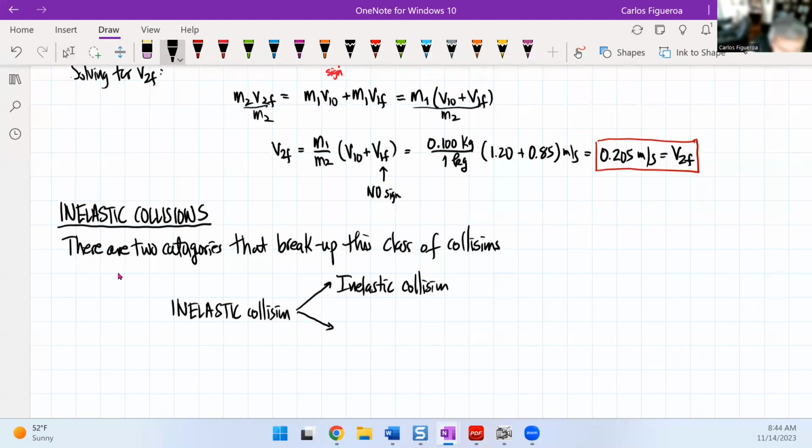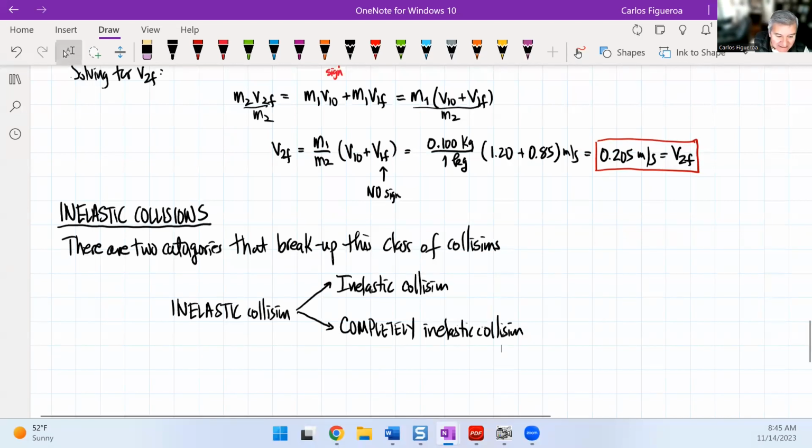And then the second kind, not the kind, but a category, they break it up into what is called a completely inelastic collision. And what you're going to find here is that I want to try to draw two pictures, because you somehow have to be able to separate these two. They're easy enough to separate. So how do I want to separate these guys?